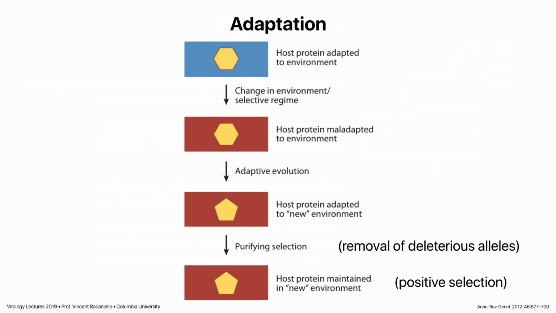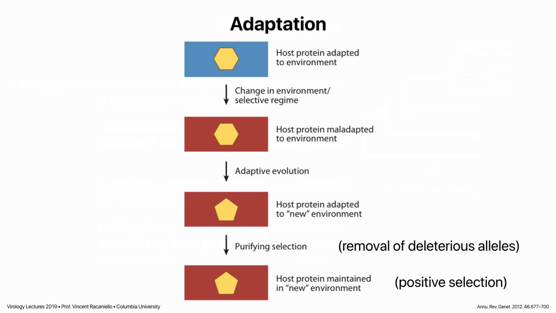The other aspect of what Darwin suggested, evolution by natural selection, we can look at in more modern terms. We have a host protein, or it could be a viral protein, doesn't matter, but it's adapted to its environment. And then the environment changes. It can be a very subtle change or a new host, a major change. And now the host protein is maladapted to the new environment, so it undergoes adaptive evolution. Variants in the population are selected that are better fit for this new environment.